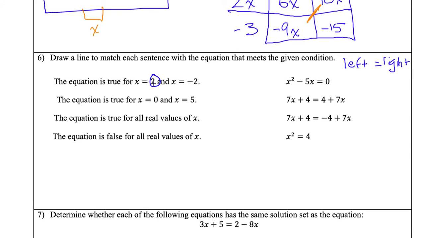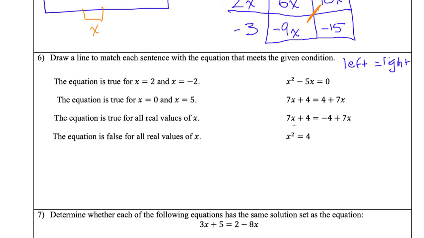So let's plug in 2. It should work for both 2 and negative 2. If I plug in 2 here, this is going to be 2 squared, shout out. 2 times 2 is 4. And then 2 times negative 5 is negative 10. 4 minus 10, shout that one out is? Okay, so we have the left-hand side is negative 6. The right-hand side is 0. Is that a true statement? No. Okay, well that one doesn't obviously match with this one.